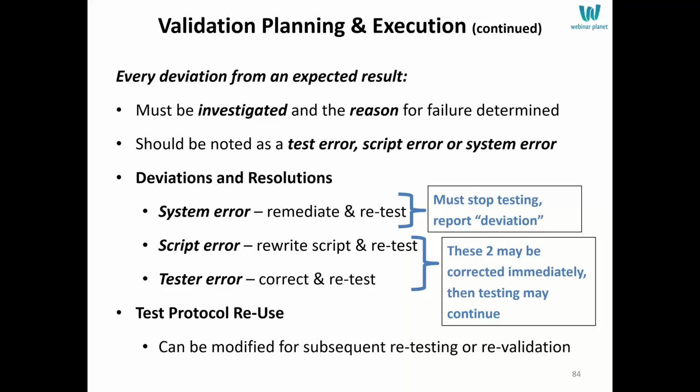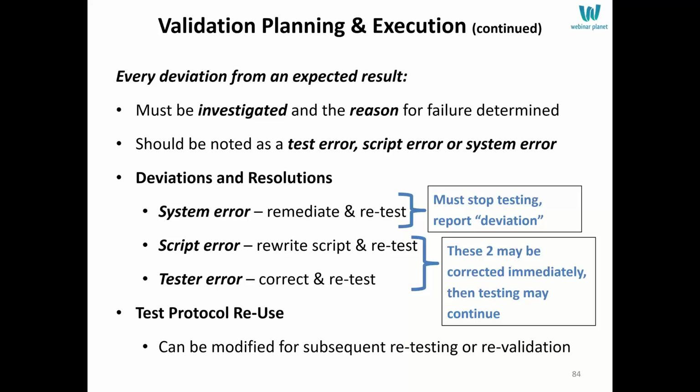With a system error, this is a glitch in the software. You've got to stop testing. Report this as a deviation or a discrepancy or a deficiency, whatever you want to call it. And then that's got to be investigated for root cause, remediated, and retesting must be done. Now, if that has to go back to the vendor to fix, and they're going to recompile the code and issue it, you may have to start over with installation qualification and operational qualification again, start from the beginning.